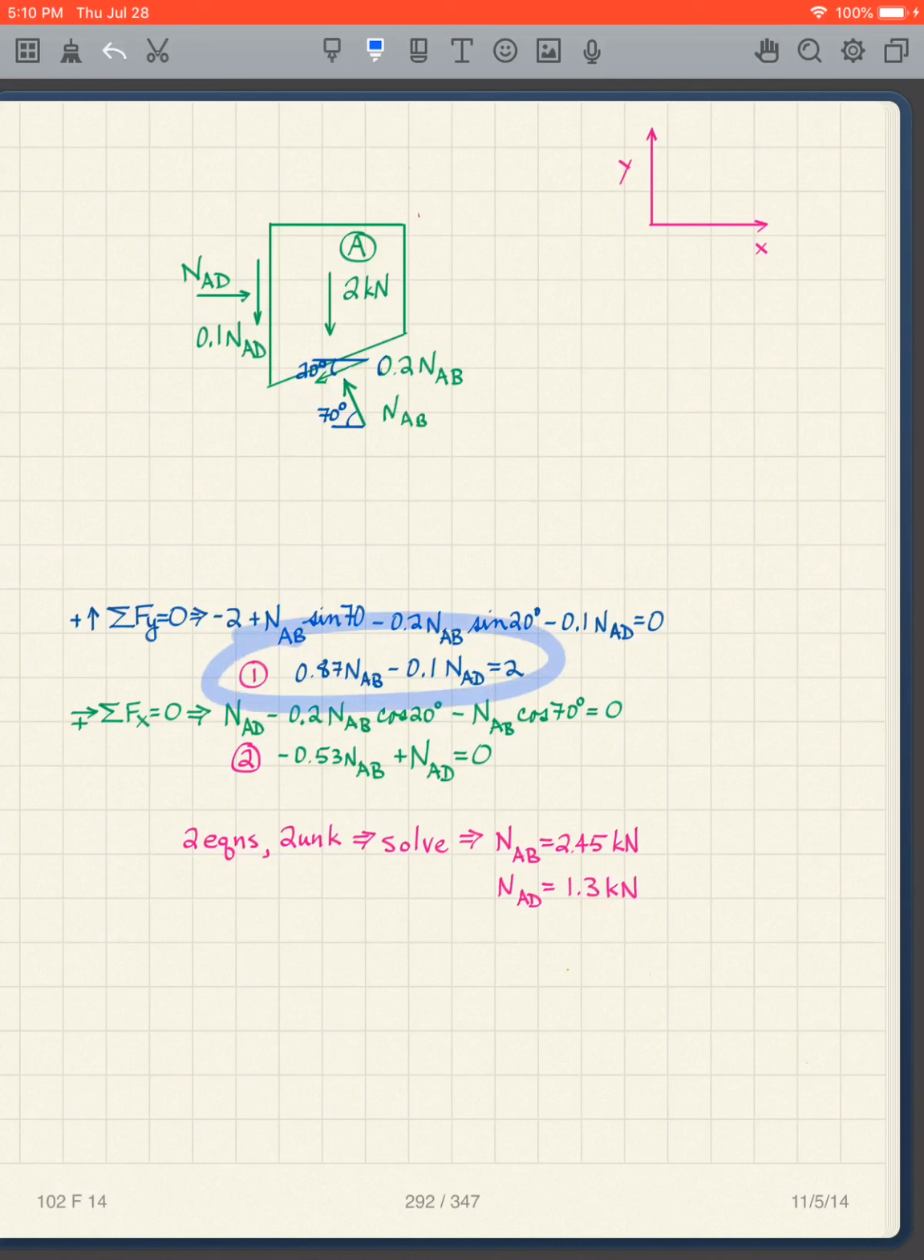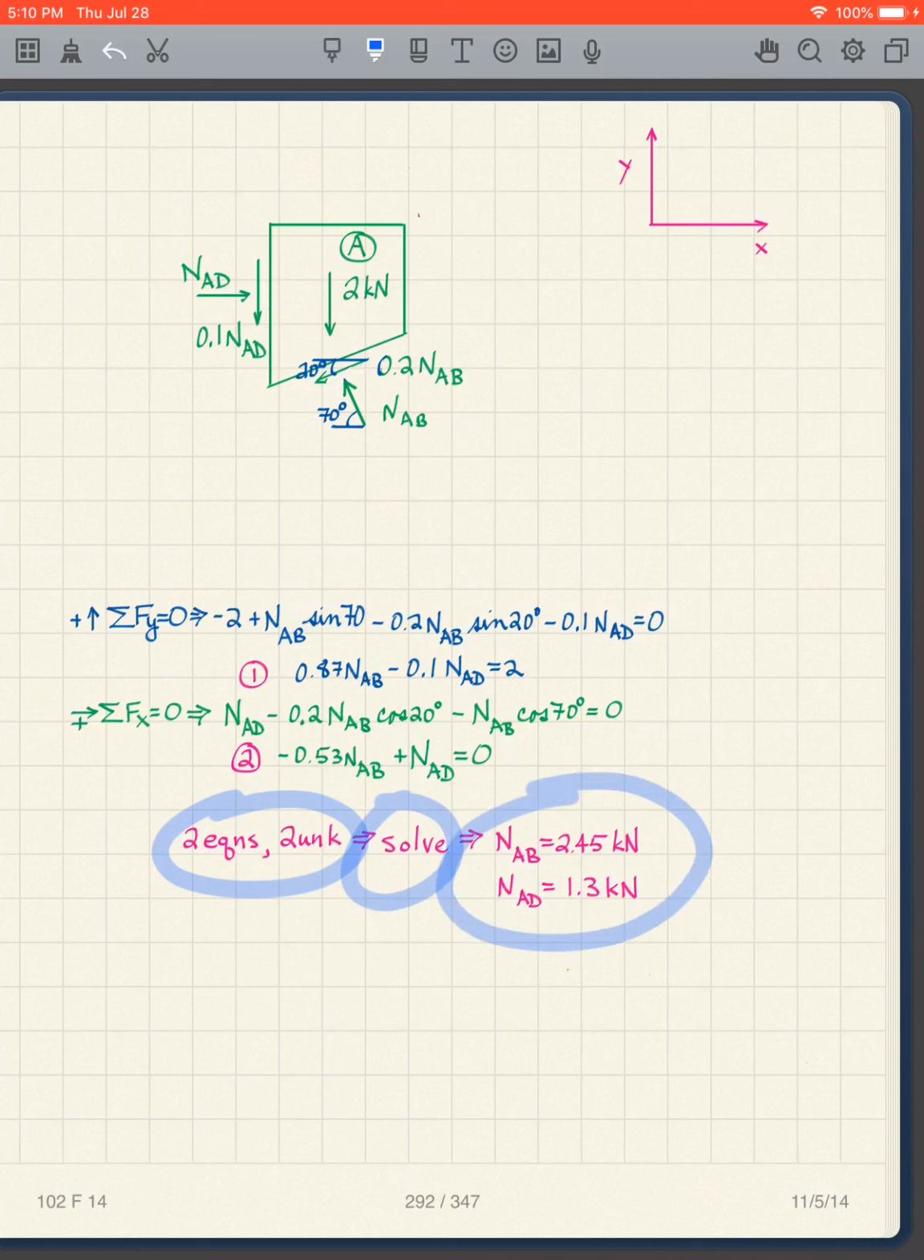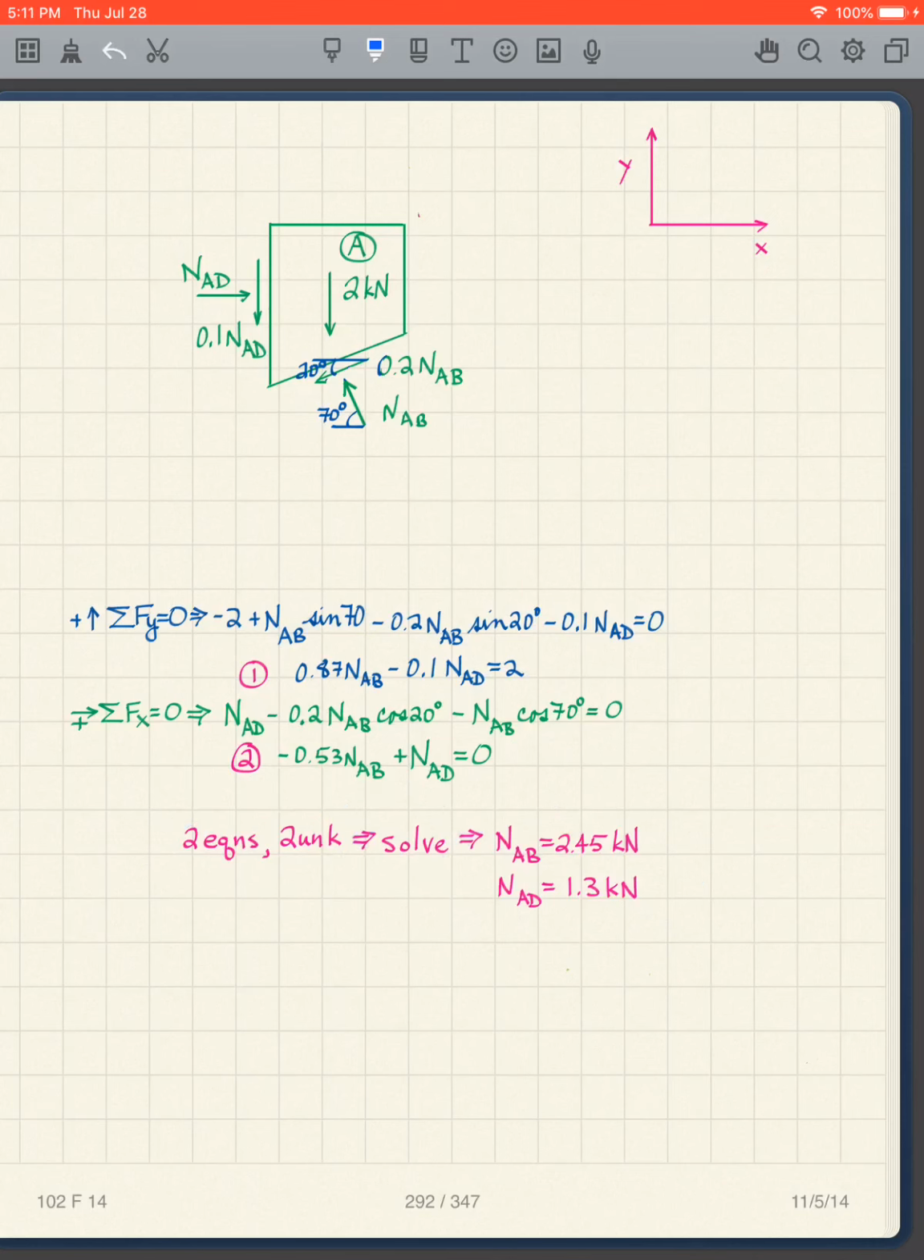I now have equation 1, equation 2, 2 equations, 2 unknowns. I can solve it, and I get NAB is equal to 2.45 kilonewtons, and NAD is 1.3 kilonewtons.